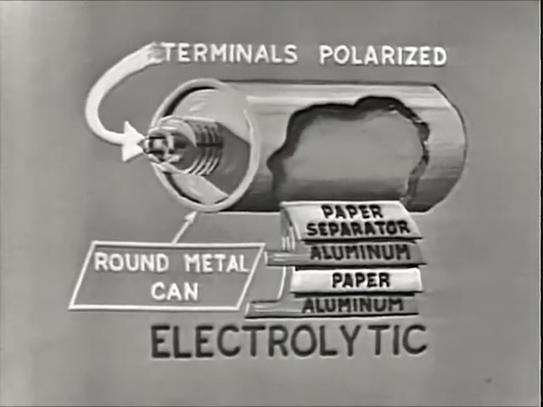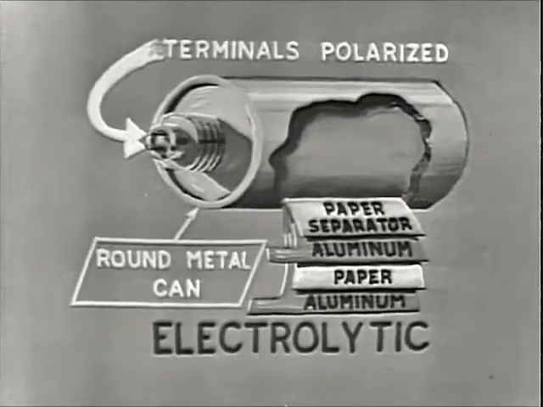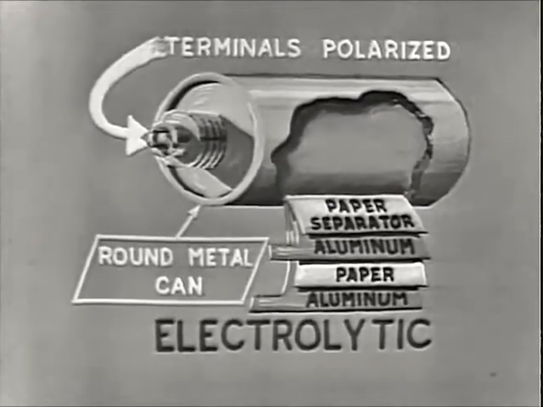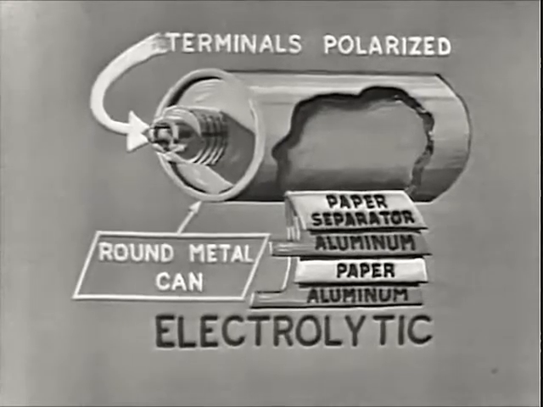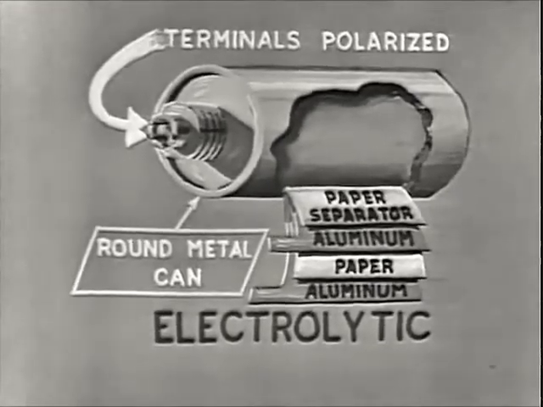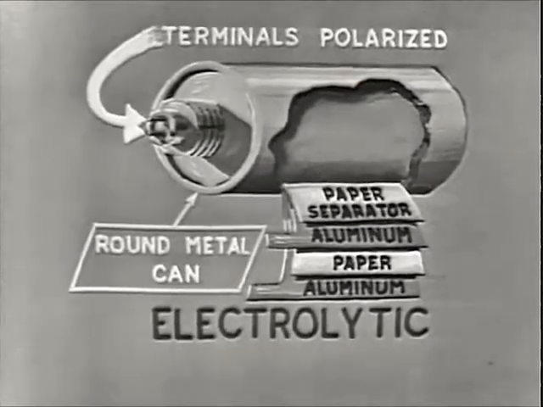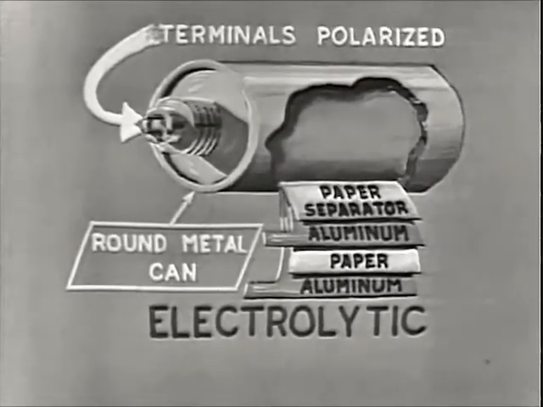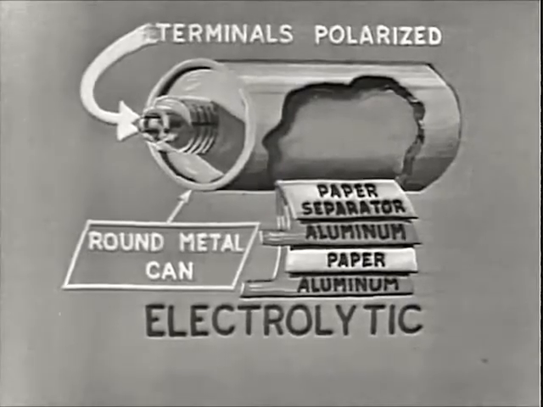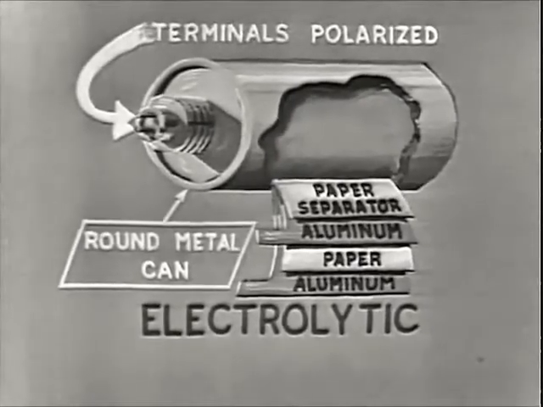These round metal case capacitors are polarized and can be used in DC circuits only. They cannot be used with AC because a reversal of applied voltage would destroy the dielectric film. For this reason, the terminals are polarized. I mean that one terminal is marked negative and the other is marked positive. The capacitor must be connected according to this polarity marking and used only in a DC circuit.